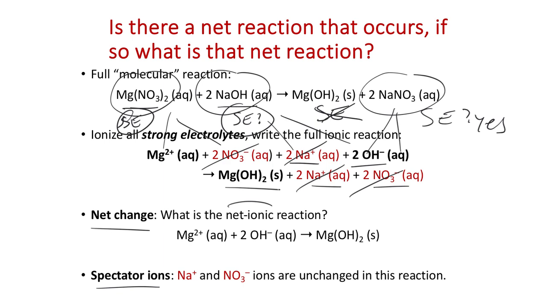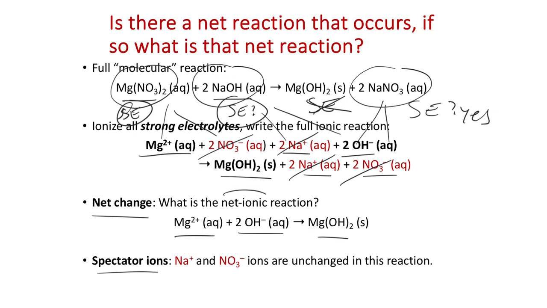Well, the actual change is Mg2+ (aq) plus 2 hydroxide ion (aq) form Mg(OH)2 solid. That's the net change. So the spectator ions are neglected from this equation because they're not part of the net change. They're unchanged during the course of the reaction. Okay, so we can identify spectator ions because they're the ones that are unchanged in this process. We can identify the net change.